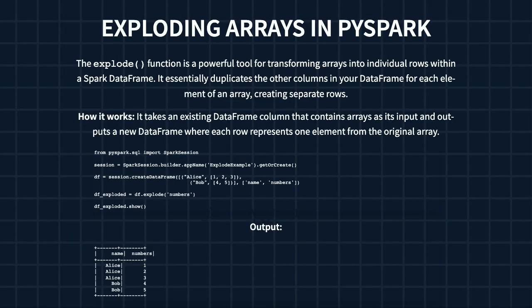Okay, let's talk about explode in PySpark. It's a really handy function when you have columns that contain arrays, like lists of numbers, strings, or anything else. Basically, it takes each element inside those arrays and turns them into their own separate row in the data frame. Think of it as expanding your data. For example, if you had a column with a list of ages for different people, explode would create one row for each person and each age they have.